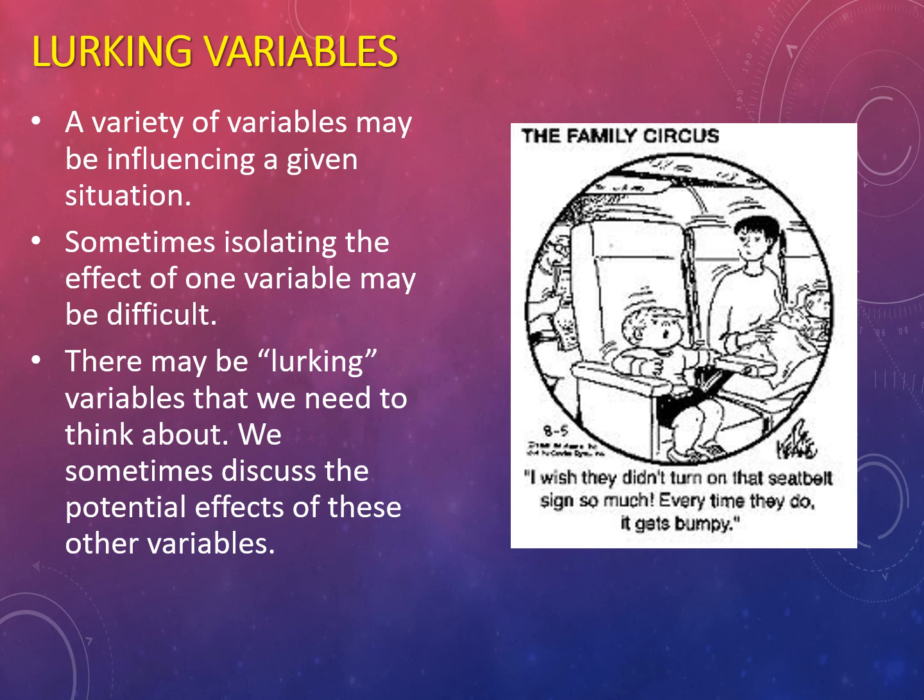For example, in this case, a lurking variable might be the idea that there is turbulence. That turbulence is going to cause the seatbelt light to come on, and the turbulence causes the bouncing. So we have a lurking variable here.